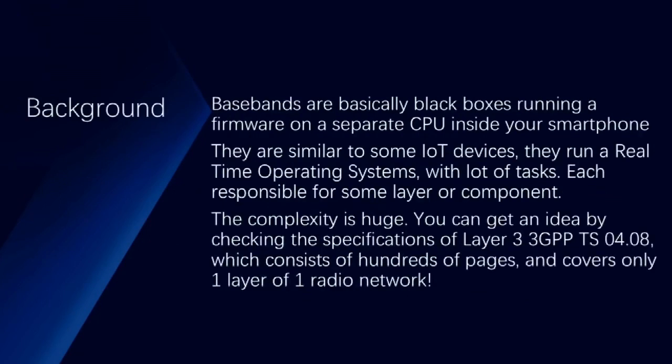So to sum up, a baseband is basically a black box inside of your phone which runs an unspecified firmware, and it's kind of similar to an IoT device because they run a real-time operating system, and they have tasks and they schedule those tasks, and each task is responsible for some layer or some component of the baseband. And the complexity is huge because if you take, for example, the GPRS or GSM specification, they are thousands of pages.